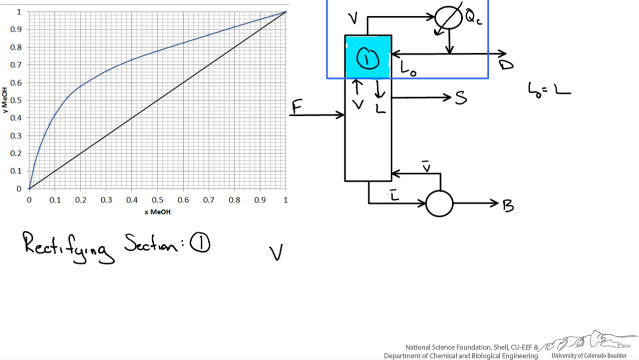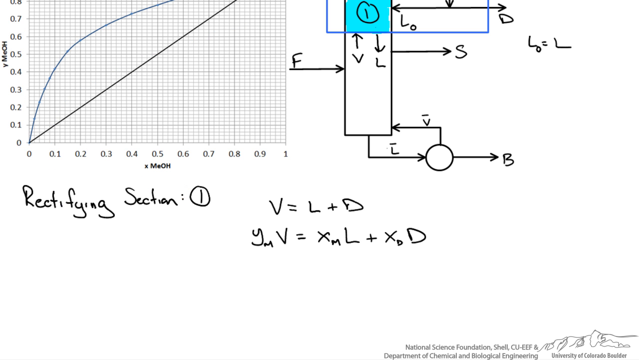So we write two material balances, one where V is equal to L plus D, that's our overall balance. Then we could write one for methanol, do a component balance. We combine these and solve for y so that we could get a relationship between y and x and plot that on our yx diagram. So as it's shown, this is our operating line for our rectifying section above the side stream pull off.